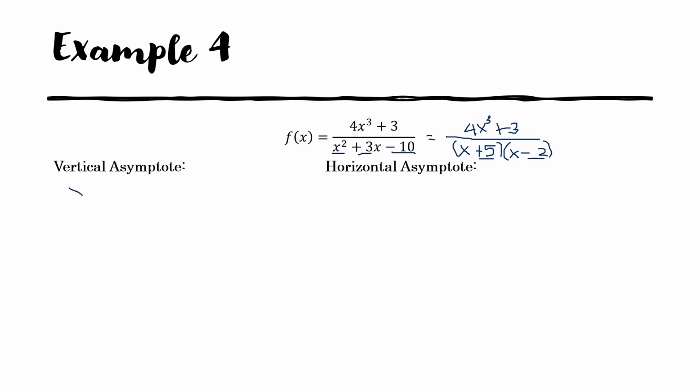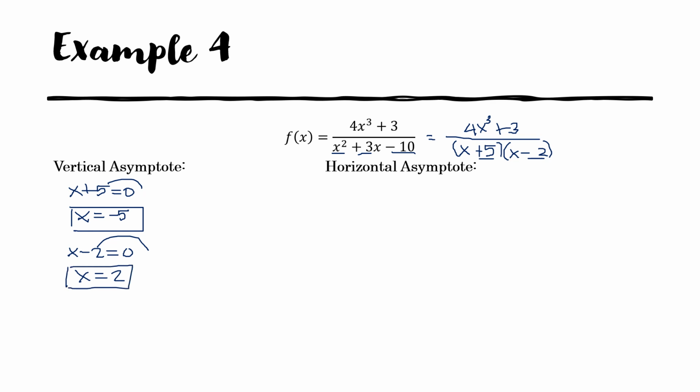I will consider first the x plus 5. x plus 5 equals 0. Equate that to 0. Transpose. So x now will be negative 5. So this will be the first vertical asymptote. The second, I have x minus 2 equals 0. Transpose again. X now will be 2. So I have two vertical asymptotes, x equals negative 5 and 2.